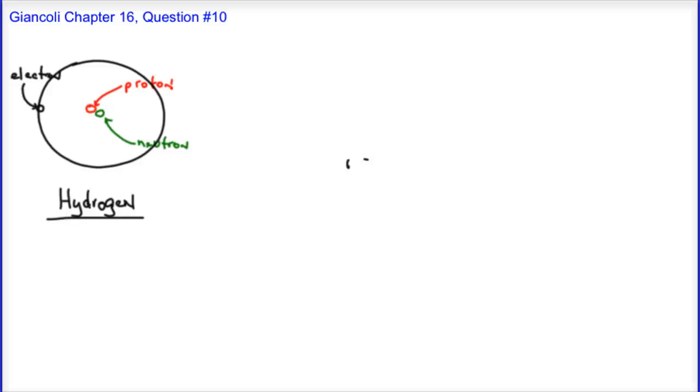This is problem number 10 from the textbook. It reads: compare the electric force holding the electron in orbit around the proton of the hydrogen atom with the gravitational force between the same electron and proton. What is the ratio of these forces?